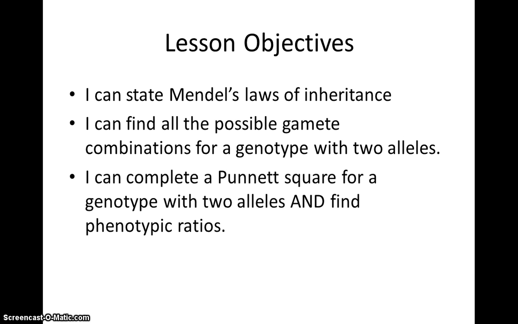There are multiple objectives for today's lesson. We have three. The first is to state Mendel's laws of inheritance. The second is to find all possible gamete combinations when given a genotype with two alleles. Yesterday we only had one. And to complete a Punnett square for a genotype with two alleles and find the phenotypic ratios. So this is going to be quite a lot.